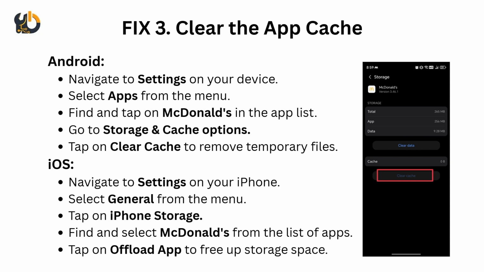Fix 3. Clear app cache. On your Android, navigate to settings on your device, select apps from the menu. Then you have to find and tap on McDonald's in the app list. Then go to the storage and cache option, tap on clear cache to remove temporary files.